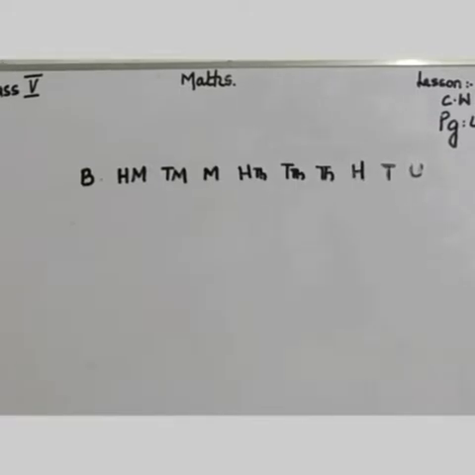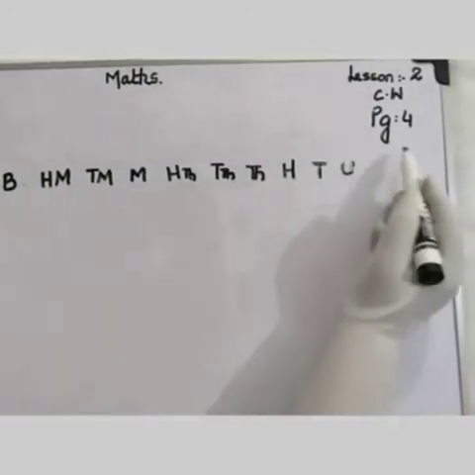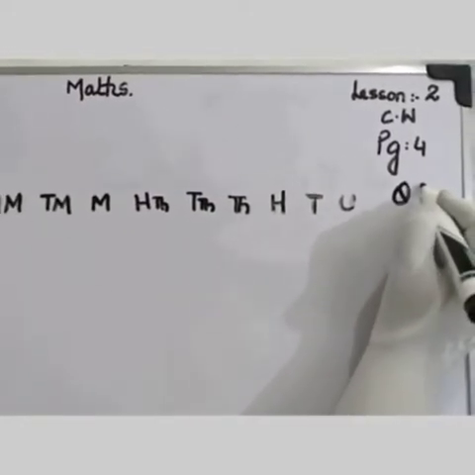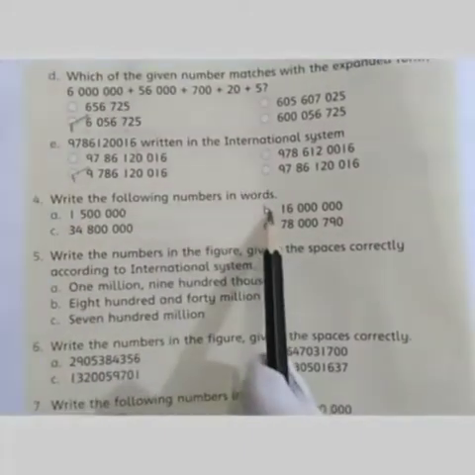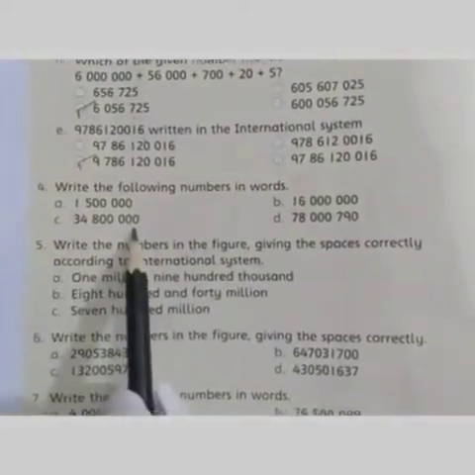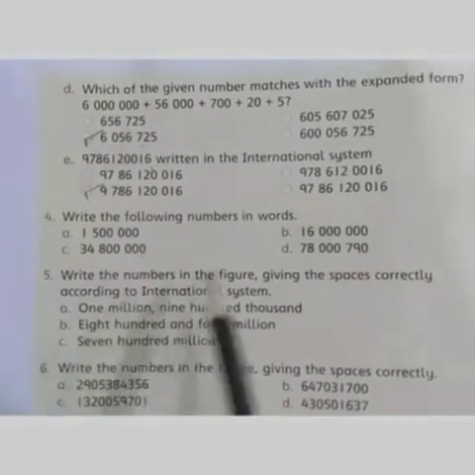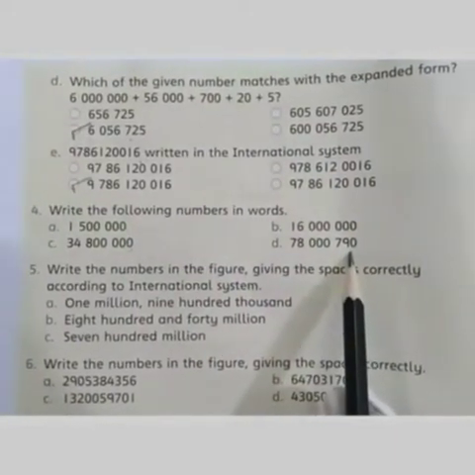Now, in your classwork is page number 4, question number 4. In question 4, write the numbers in words. The numbers are given and you have to write the numbers in words. It is easy for us to first place the numbers in a place value chart, then we write the numbers in words.